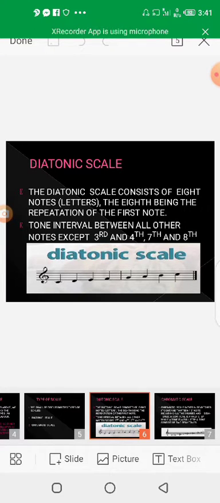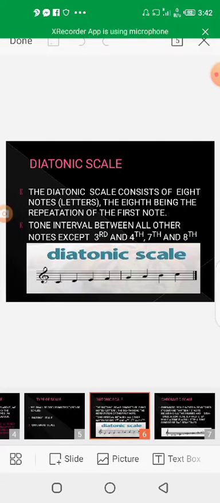It is a repetition of the same Do, like C, D, E, F, G, A, B, C. So the C is the same thing as C. The only difference is that they are in a different octave. So that's why we say that the diatonic scale consists of 8 notes or 8 letters, the eighth being the repetition of the first note. Now, tone intervals between all other notes except third and fourth, seventh and eighth.